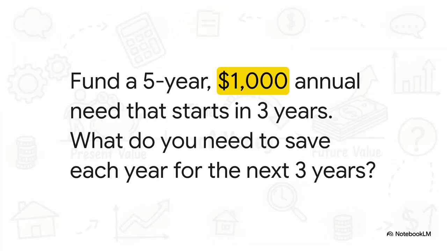So, here's the setup. Picture this. 3 years from today, a brand new expense pops up. You're gonna need $1,000 a year for 5 years straight. The challenge is to figure out how much you have to save each year for the next 3 years to build up a fund big enough to cover that future obligation.